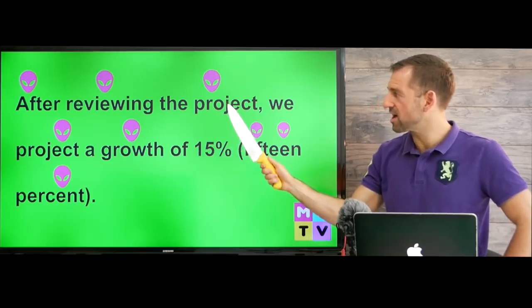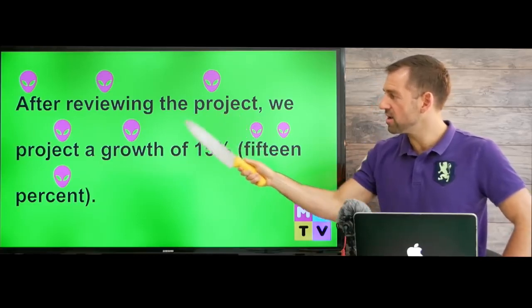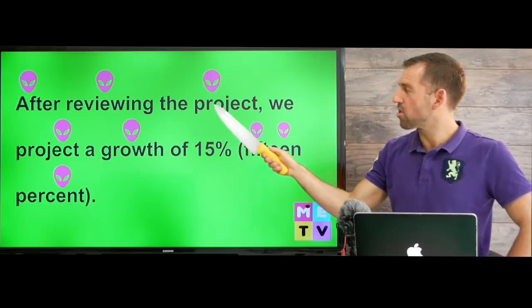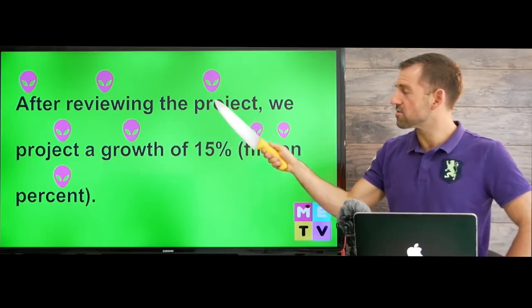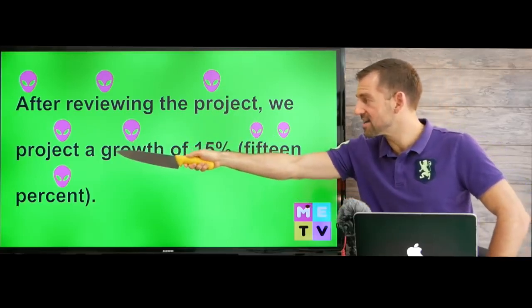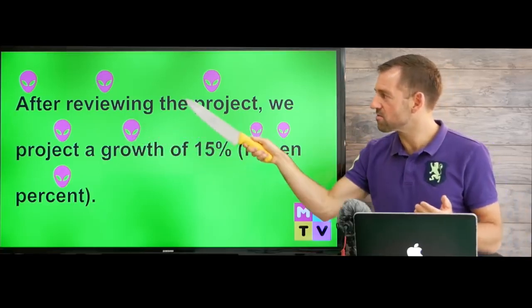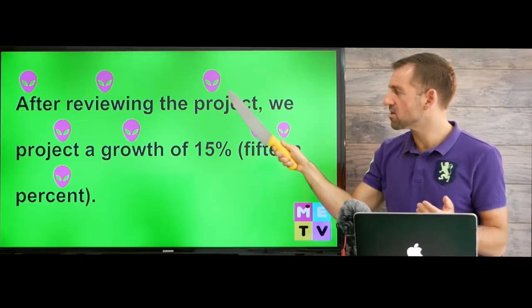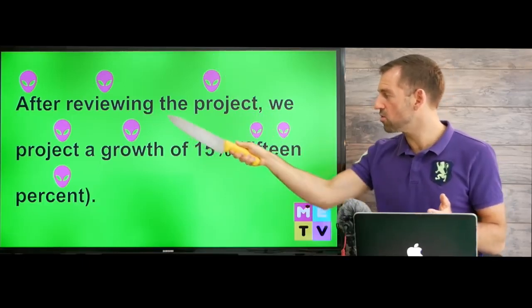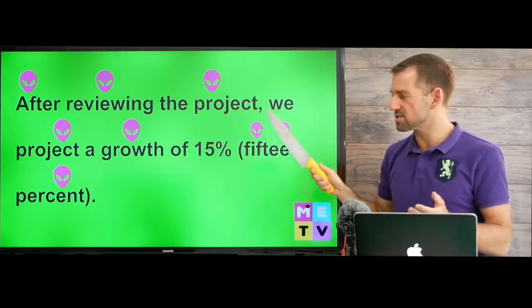Right? So here again we have a noun and a verb. Okay, the project, the stress is on the first syllable, and project, the verb, it's on the second syllable. Okay, so after reviewing the project, we project a growth of 15%.